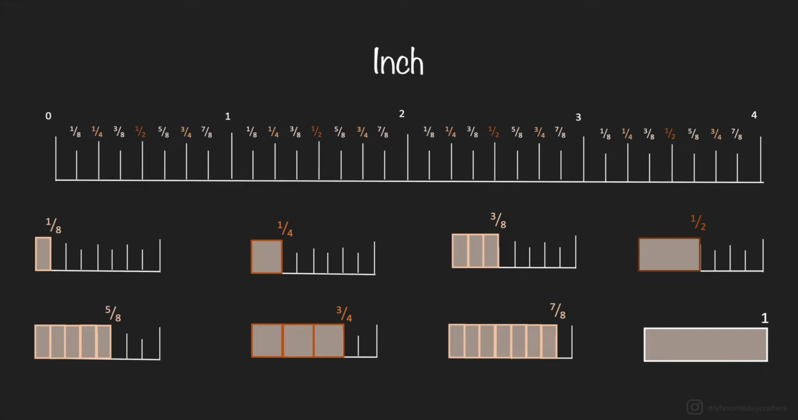So the first measurement we can find on our tools is the measurement of 1/8 of an inch. Then we have 1/4 of an inch. Then we have 3/8 of an inch. Then 1/2 of an inch, 5/8 of an inch, 3/4 of an inch, 7/8 of an inch, and 1 inch. And as you can see, it then, of course, will be repeated.